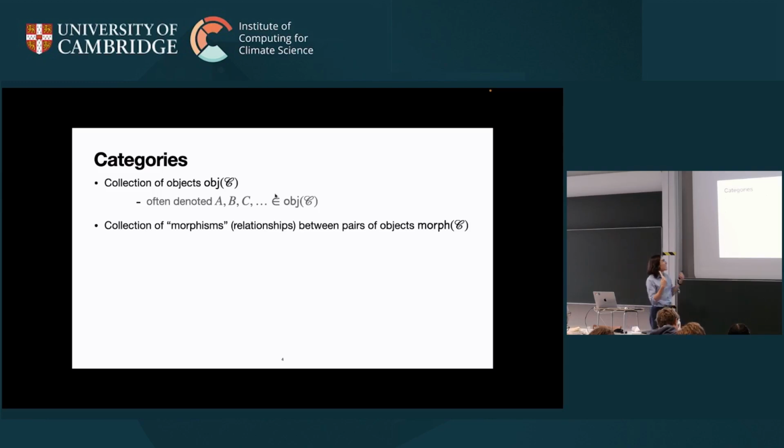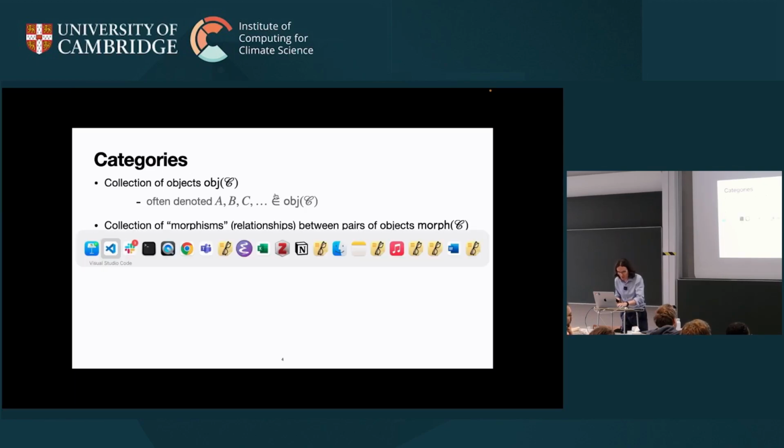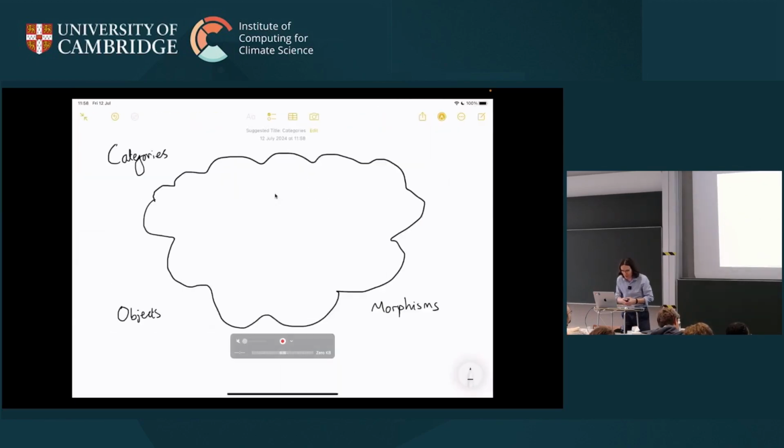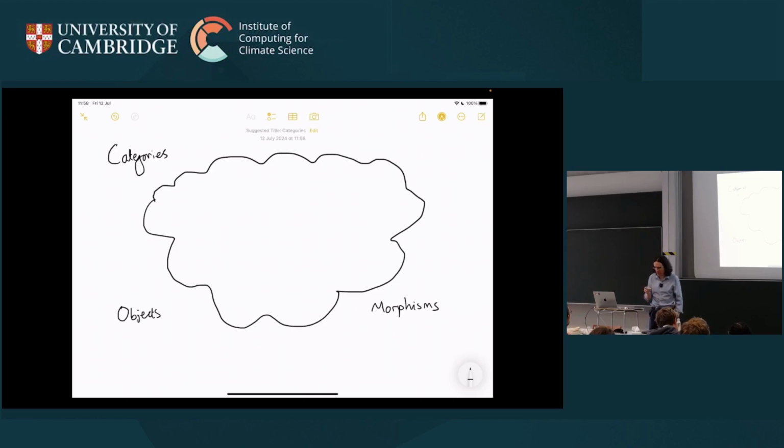And then we have a collection of morphisms, which are essentially some kind of relationships or connections between these objects. So I'm actually going to switch to writing things down. I really feel like I should be using the blackboard, but for the recording, I thought this would work better using the iPad. So here we've got this cloud. This is our category, and inside of it, we're going to have some objects.